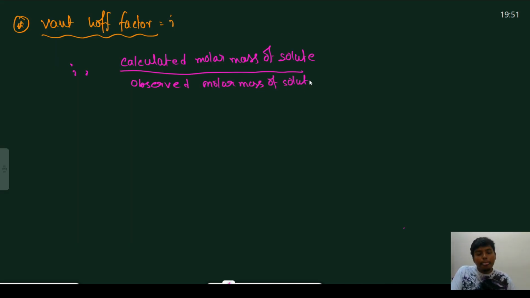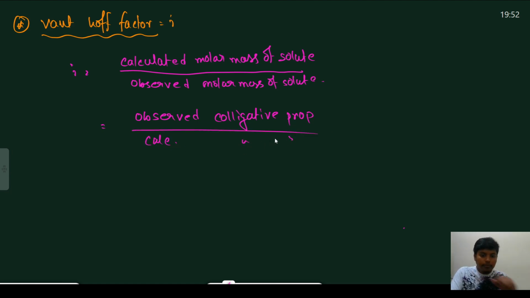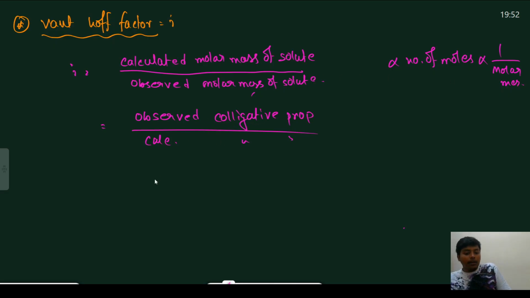Or else, using colligative property: i is equal to the observed colligative property divided by the calculated colligative property. Clear? Why am I writing like this? You know, colligative property is directly proportional to number of moles, and number of moles is inversely proportional to molar mass. So if you are taking molar mass, then calculated by observed, and if you are taking colligative property, then observed by calculated.